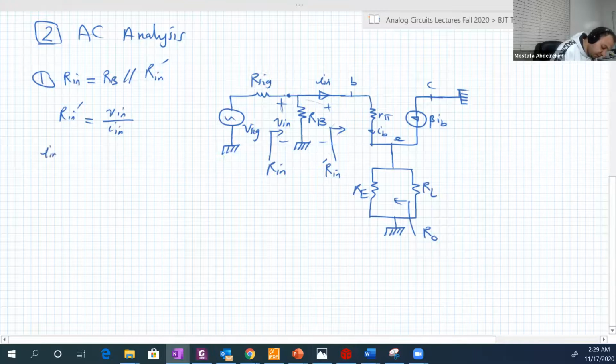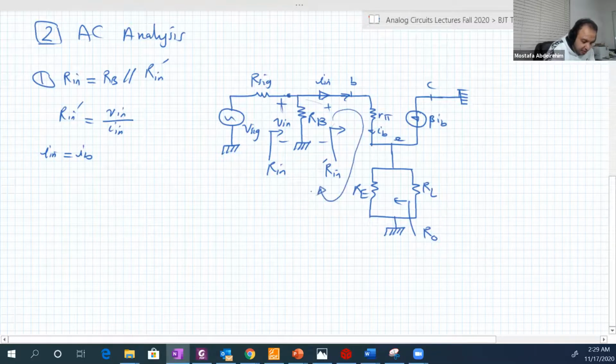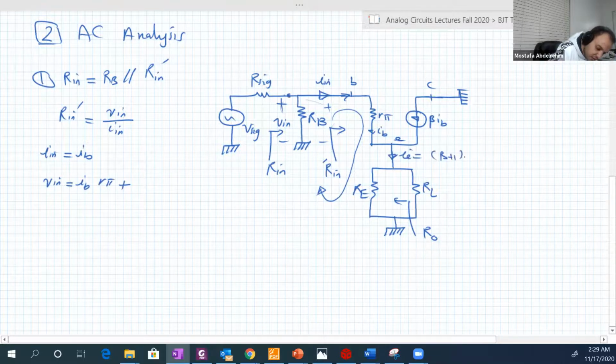I input first is equal to IB. Basically, IB is flowing in that branch, so it's just IB. How about V input? You just make a loop here and you will get it. So V input is equal to IB r pi plus the current through here, which is IE, beta plus 1 IB, flowing in both resistances in parallel. So the voltage on RE or RL is the same because they are parallel, equal to beta plus 1 IB RE parallel RL.